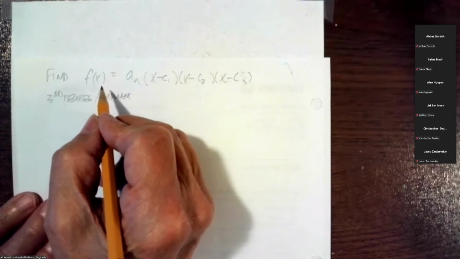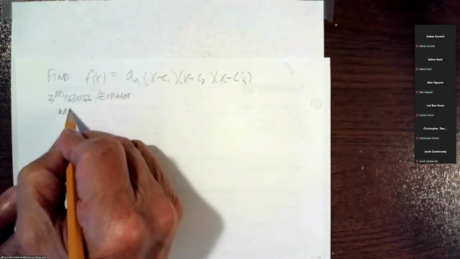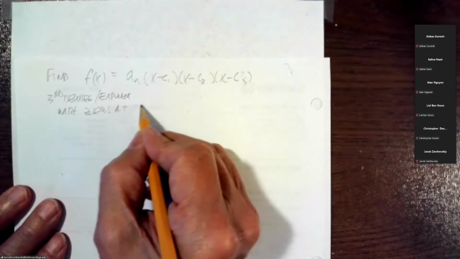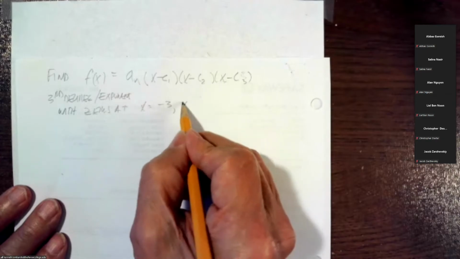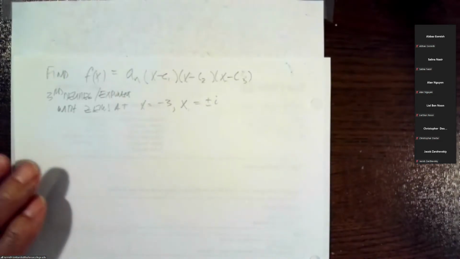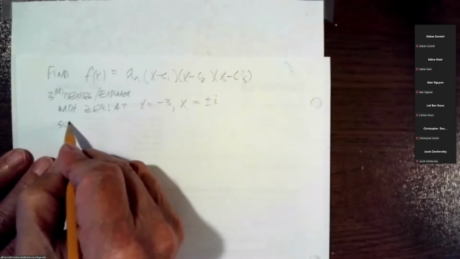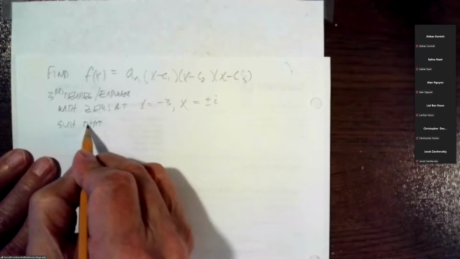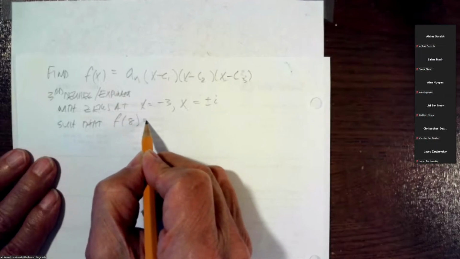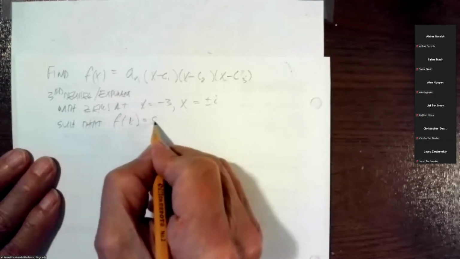So we want to find a cubic with real coefficients that has zeros at x equals -3 and x equals plus or minus i. Let's say those are where we have zeros, and such that f evaluated at, no, let's say f evaluated at 1 equals 8.